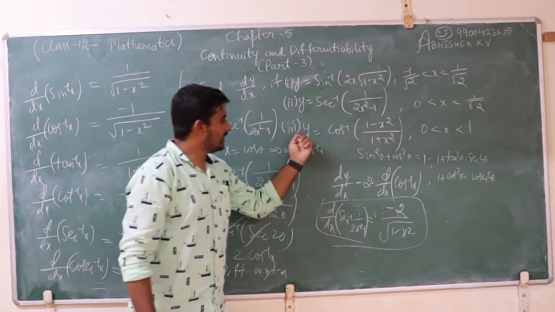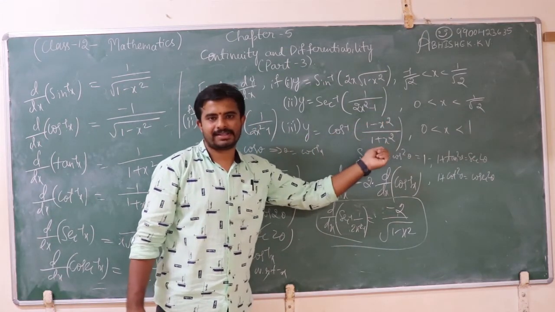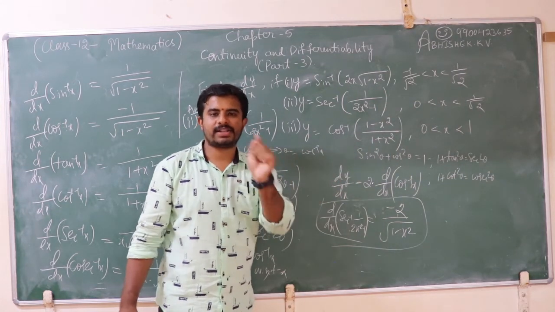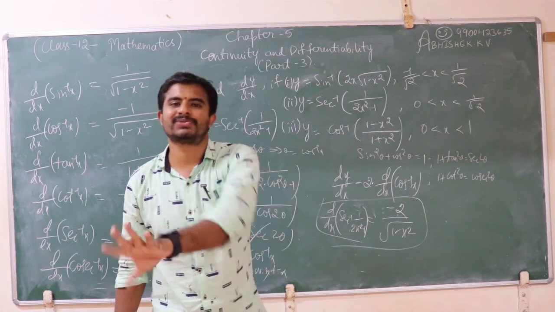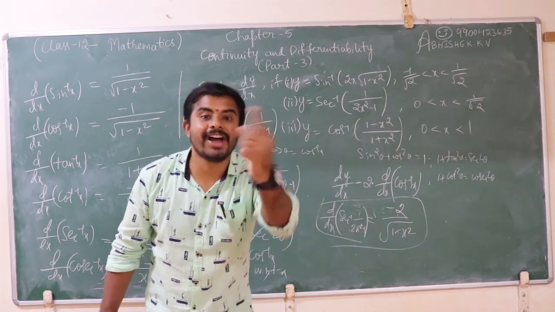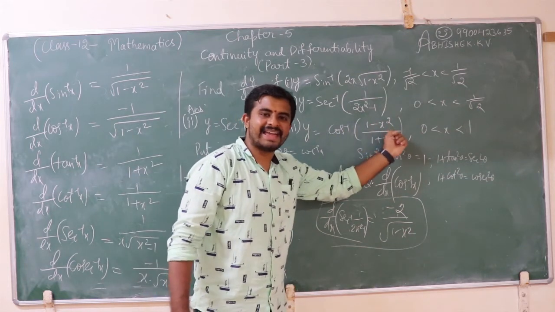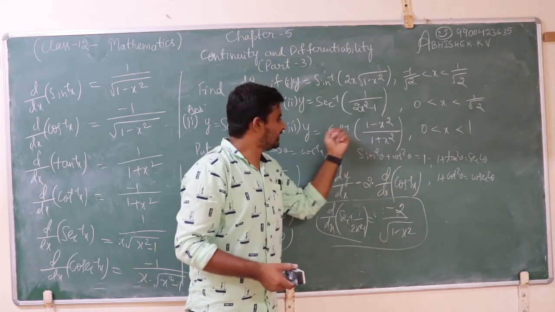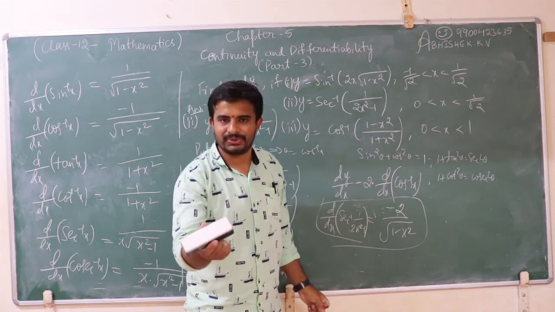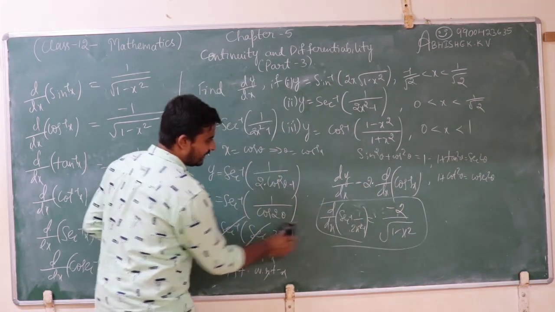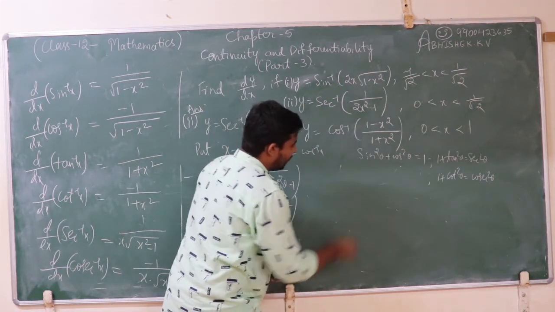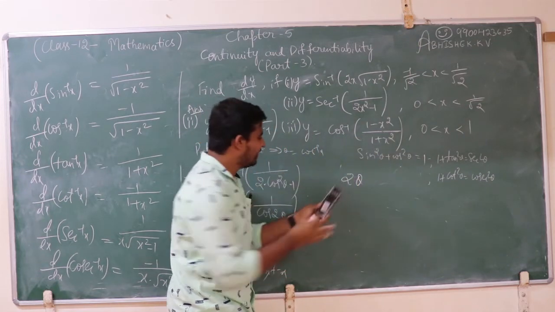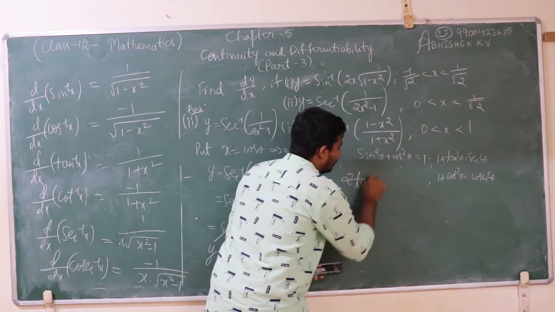Similarly, for y is equal to cos inverse of 1 minus x square divided by 1 plus x square. Within a second, you should remember that this is cos 2 theta, by putting x is equal to tan theta, because 1 minus tan square theta divided by 1 plus tan square theta is cos 2 theta. Cos inverse and cos get cancelled, remaining with 2 theta. X is equal to tan theta, so theta is equal to tan inverse x. That is 2 tan inverse x.